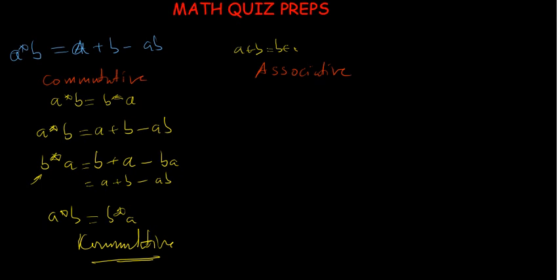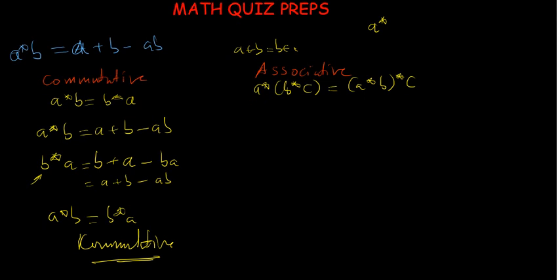Now, if you want to show if it is associative, associativity brings in the third term. So what you want to show is a star b star c is going to be equal to a star b star c, with the brackets placed differently. If you work with the first two terms, and then star the answer with the third term, it should give you the same answer as working first with the last two terms. So that is associativity.